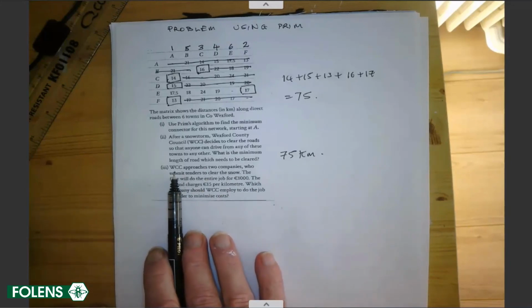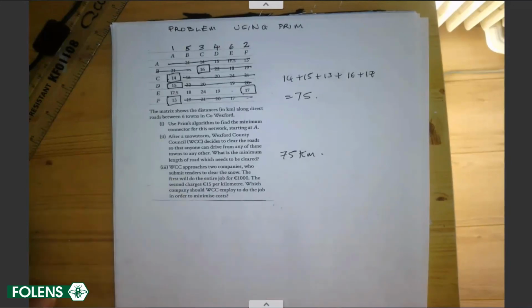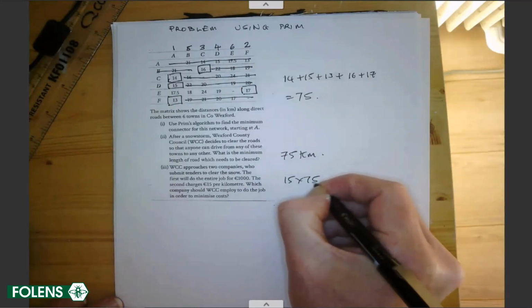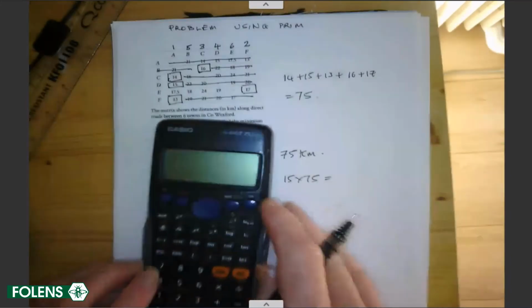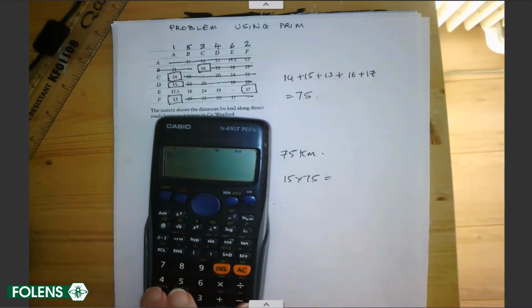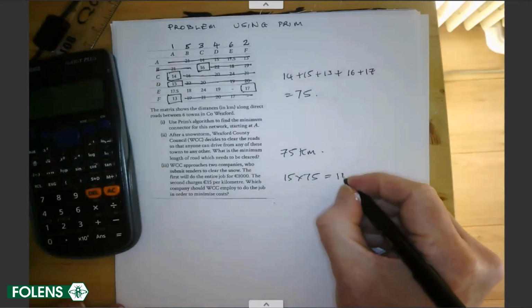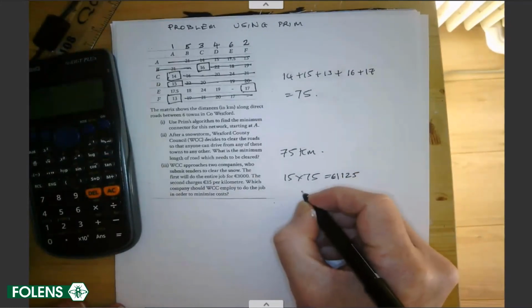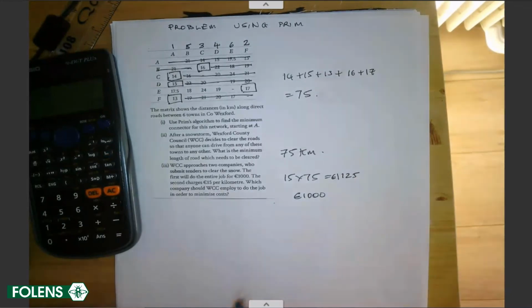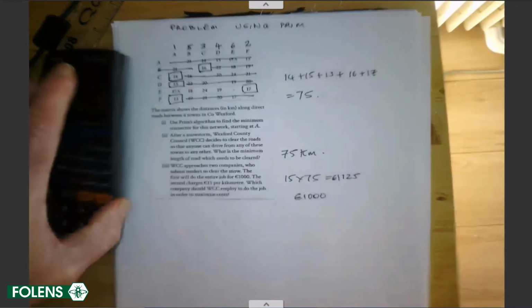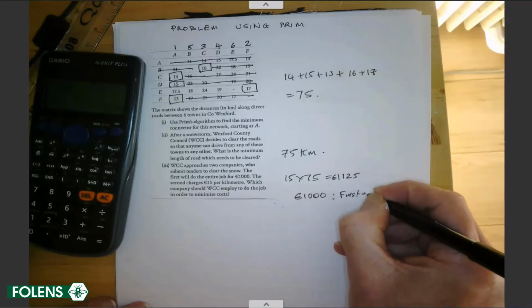Wexford County Council approaches two companies who submit tenders to clear the snow. The first will do the entire job for 1,000. The second charges 15 euros per kilometre. Well, if we multiply 15 by 75, every student's best friend, we get 1125. So it's cheaper to do the entire job for 1,000. So the first offer is better.